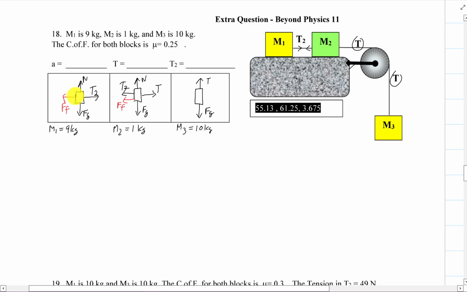Let's calculate what those friction forces are. The friction force on number one is mu mg because it's a flat surface. We can use mu mg. That's only for flat surfaces. And that is going to be 0.25 times the mass, which is 9, times 9.8. Okay, and that'll give us our friction.